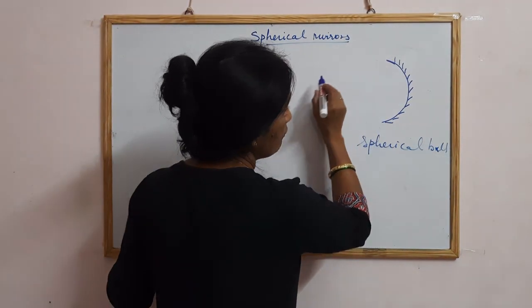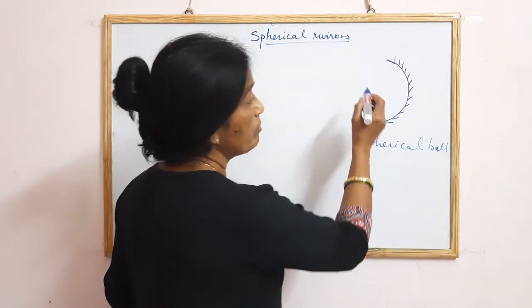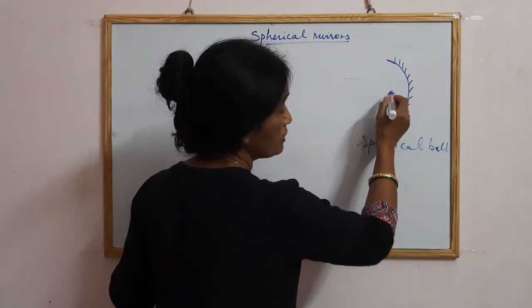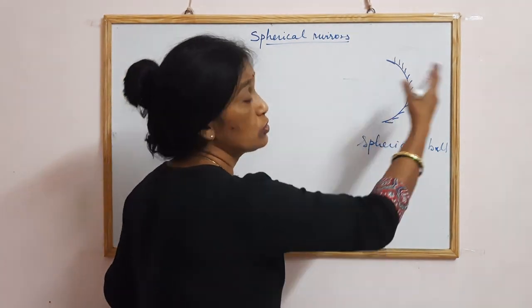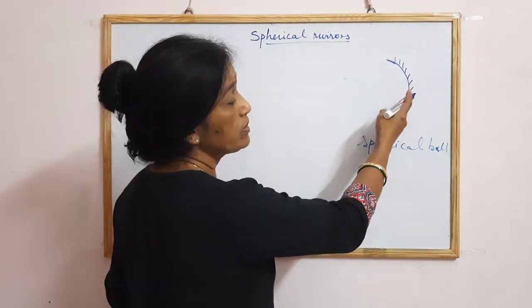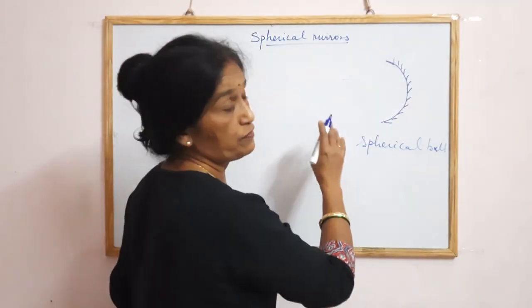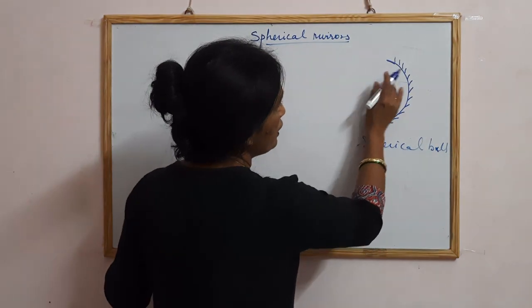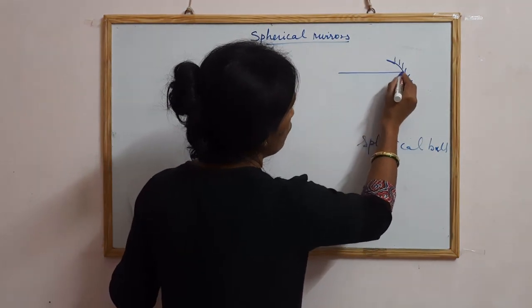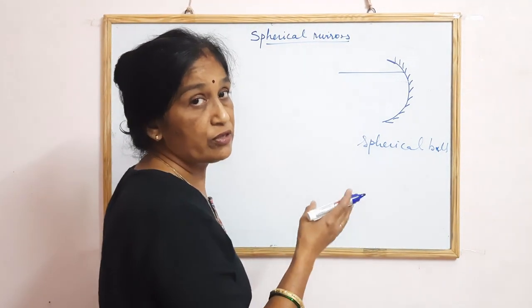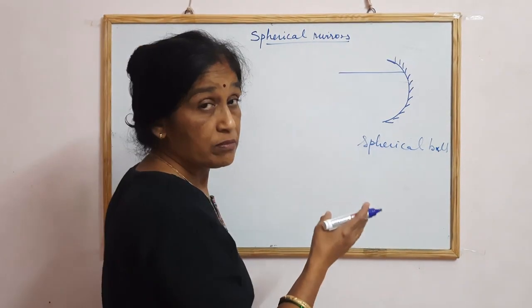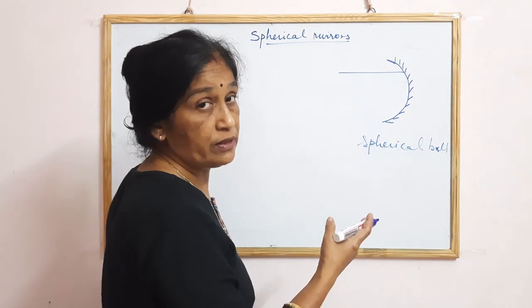What do you mean by reflecting surface? It means if a light falls on this surface, it will reflect back in the same medium. It will not allow it to pass through it because now it's a polished surface. So if any light comes and falls on this mirror, now it's a mirror, a polished surface, and a glass which is a polished one is a mirror.